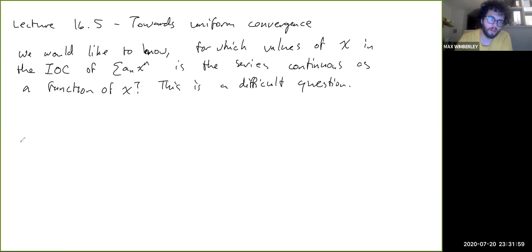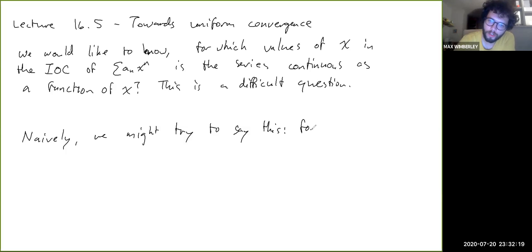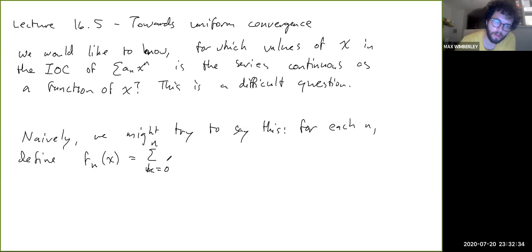So naively, we might try to say this, okay? For each n, define f_n of x equals the sum from k equals 0 to n of a_k x^k on the interval of convergence of the infinite series. Sorry, this is a_k x^k, of course.